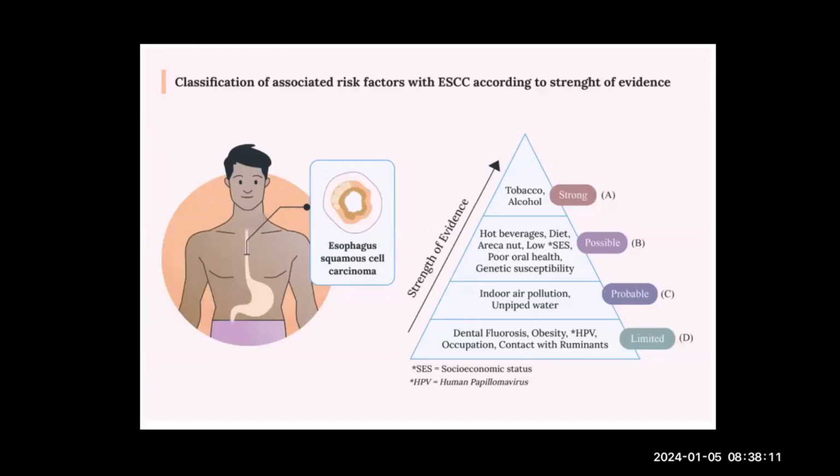This image is from a review published by the CCE at ACTREC. It shows the level of evidence for the different risk factors in squamous cell carcinoma. As you can see at the top, there's tobacco, alcohol, and some interesting things like hot beverages, use of areca nut, lower socioeconomic status, poor oral health, and genetic susceptibility. For the others there is very limited data, so I won't touch on them much.